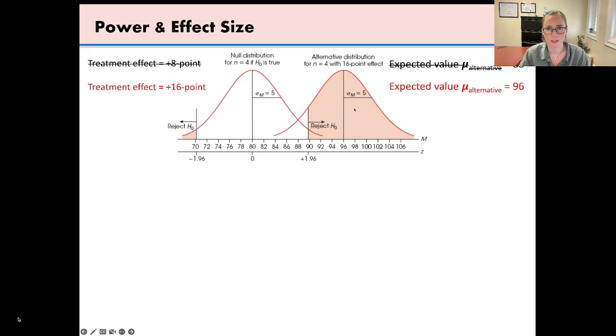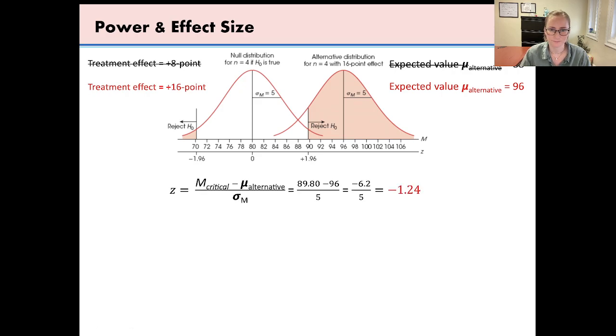So sketch out step 1, sketch out your 2 distributions, right? You're going to have a new expected value, not 88 anymore, but 80 plus 16 puts us at 96. Did we already have the critical? Oh, yeah, that's right. So here we don't need to calculate the sample mean critical anymore because the number here is the same as before. So n equals 4. So we have the same critical sample mean as before. The only thing that's changing here is the size difference between those 2 means. And now our z-score is negative 1.24.